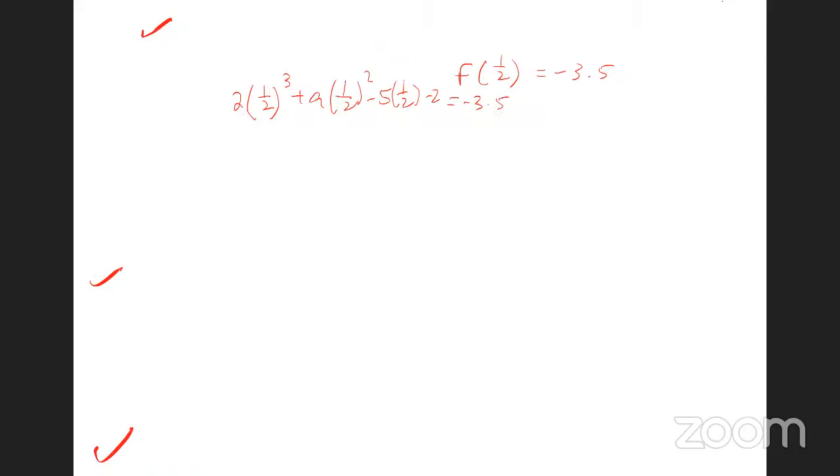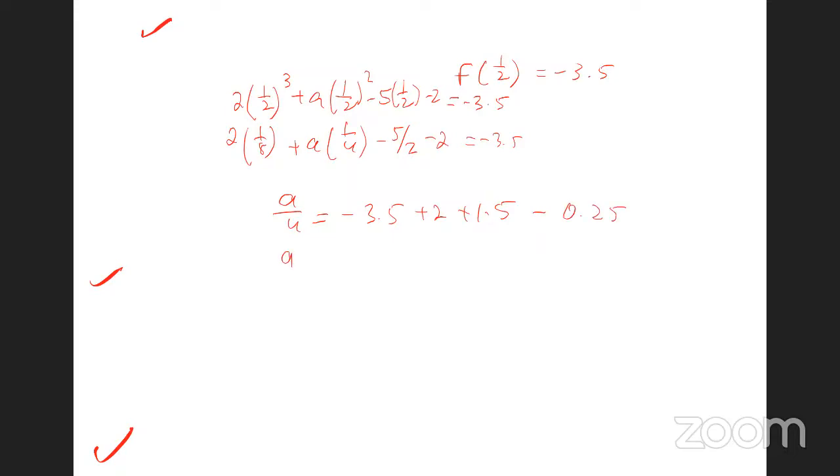Right, so when you plug in a half is 2 by 1/8 plus A by 1/4 minus 5 on 2 minus 2 is equal to minus 3.5. So A over 4 is equal to minus 3.5 plus 2 plus 1.5 minus 2 over 8. 2 over 8 is a quarter, right? So that's 0.25. So A over 4 is equal to what? Let's cancel in here. We get minus 0.5.